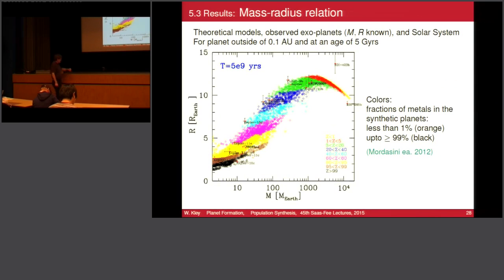Next result: mass-radius relation. This is a quantity that you can observe for transiting planets where you have, in addition, radial velocity data. The transits give you the radius of the planet, at least in terms of the stellar radius. So when you know the stellar radius, or you believe you know the stellar radius, then you know the planet radius. That's the way it goes.